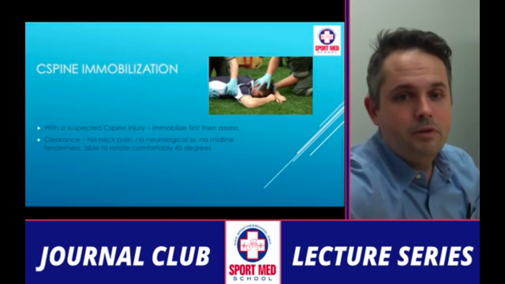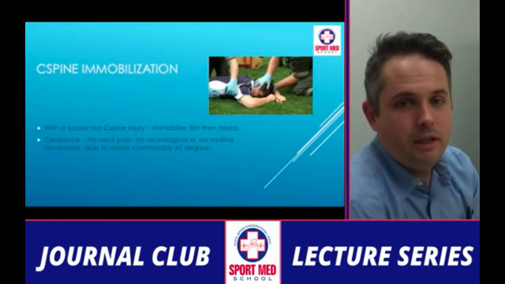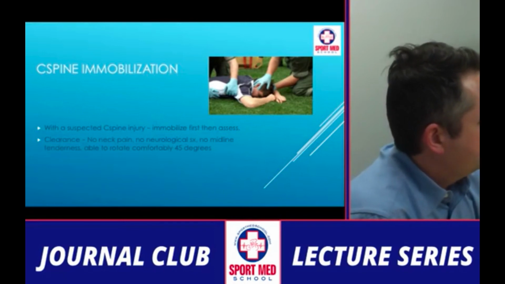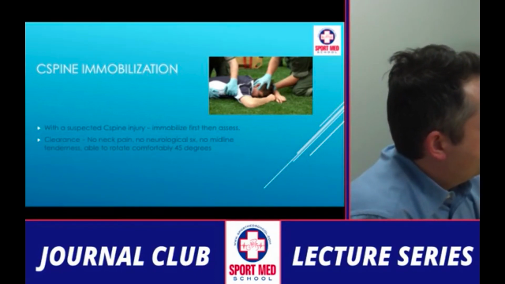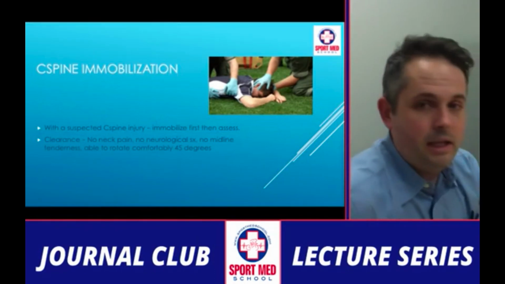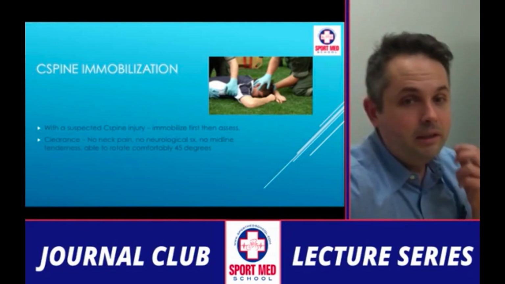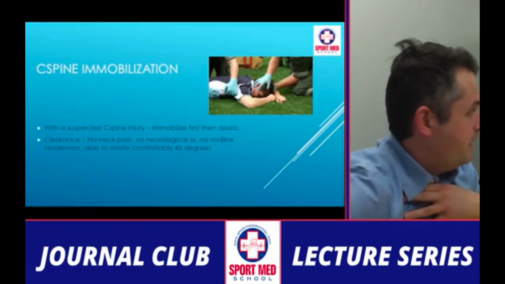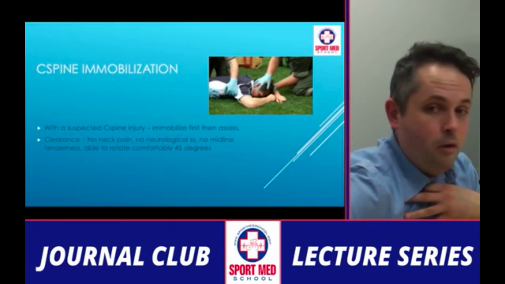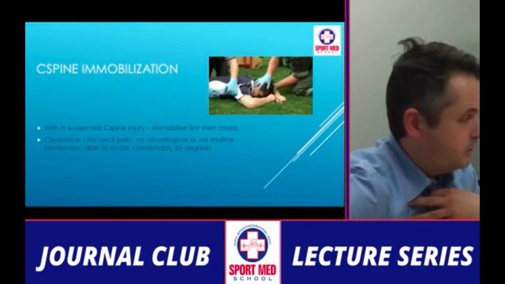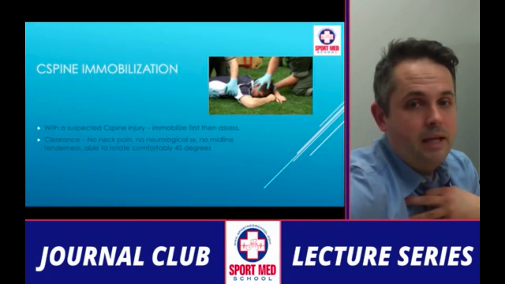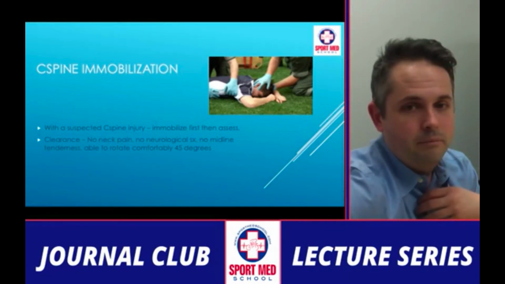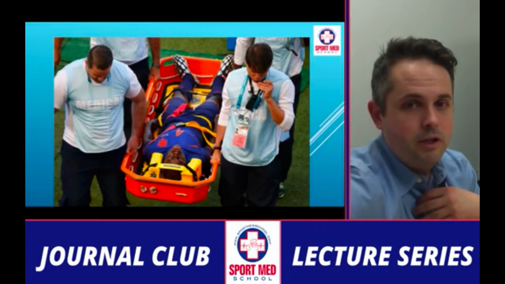Okay, so the basics of C-spine immobilization is to immobilize as best as possible. That often involves having contact points with both the head and the shoulders. And from a clearance perspective, the bare minimum is not having any neck pain, no midline tenderness, no neurological deficits, and being able to tolerate a rotation comfortably for 45 degrees in each direction.